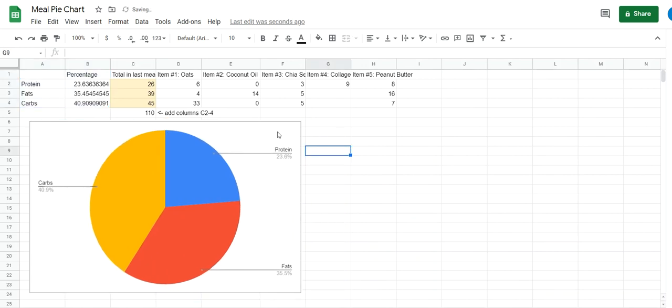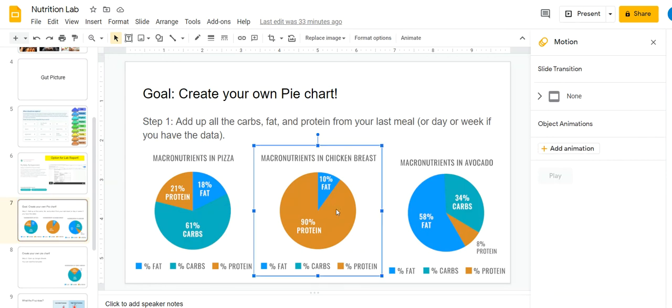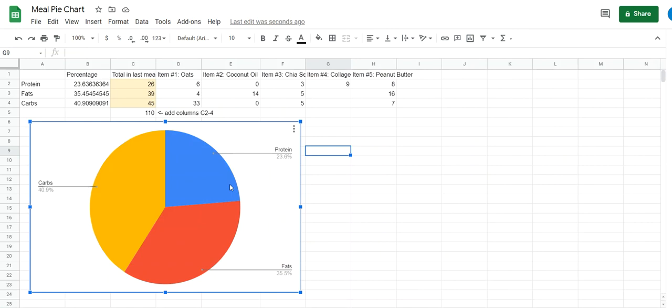And now we have just made what they did in our lesson. We can figure out all the macronutrients in a chicken breast. I guess let's make it as cool as they did. So I'll show you a couple other tricks here.